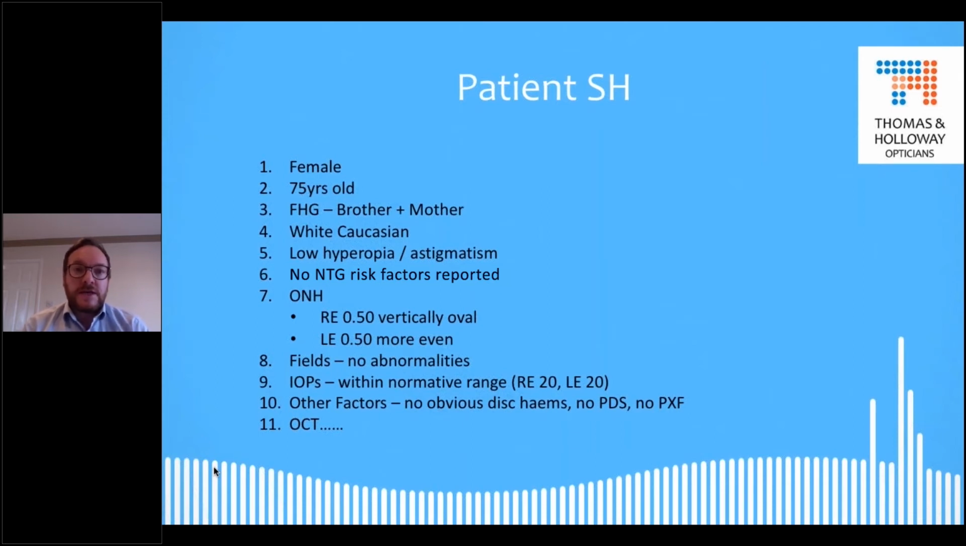So this patient, SH, is a female, 75 years old. There's a family history of glaucoma with both brother and mother. She's a white Caucasian. She's a low hyperope, low astigmat. There are no additional normal tension risk factors reported. Optic nerve heads are very, very slightly asymmetric, but nothing drastic. Field, she's reporting no abnormalities. Pressures are normal, 20 right and left. Other factors: no obvious disc hemorrhages, pseudo exfoliation, pigment dispersion, etc., when we're looking on a slit lamp assessment. So nothing particularly suspicious and worrying so far.